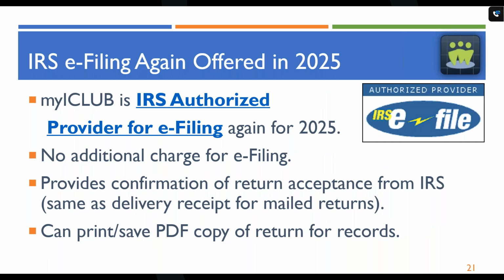So for the IRS filing, we're authorized to be an e-filing provider by the IRS. There's no additional charge for e-filing, and you do get confirmation, which you can use to show proof that you had timely filing. We've had several clubs have to use that when the IRS said, you were late, here's your penalty, and now they can use that confirmation that it was e-filed to prove that it was filed in time and not have to pay. It's also good practice to either make a PDF copy or print and save a copy of the return for the club's records.